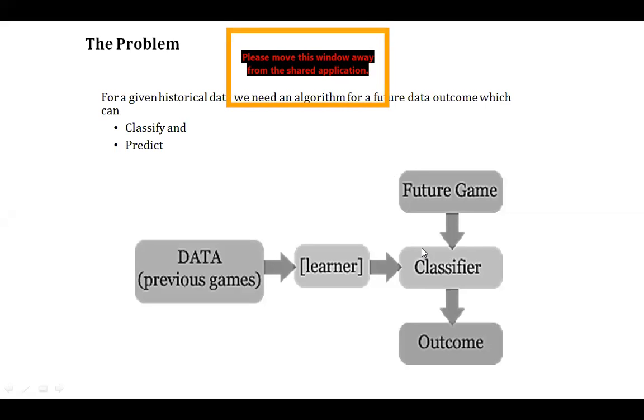Based upon the outcome, you can play the game and reach the result to 100%. Okay, so that is a task we have to do with the decision tree.